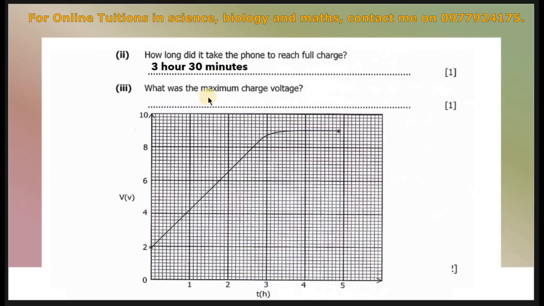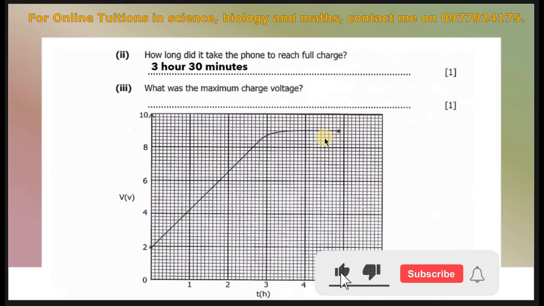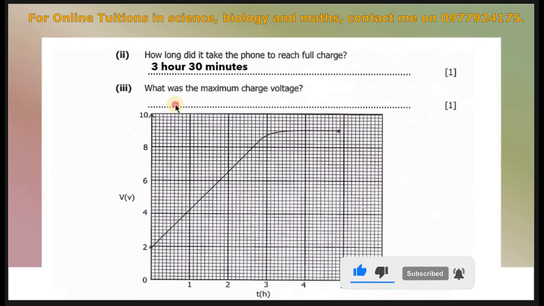Then what was the maximum charge voltage? Where it reached from here up to there? The maximum charge, when you check this line here, you follow it this way. If this is 8, this is 9, then the middle line here goes up to somewhere in the middle here, 9. So it is 9 volts. That is 9 volts as the maximum charge it goes to.